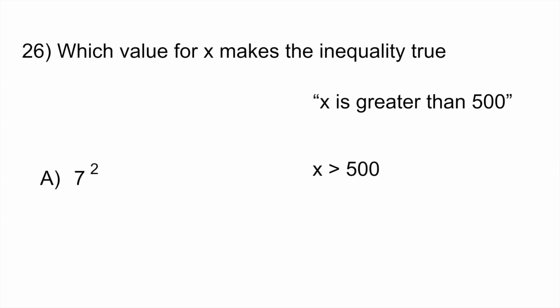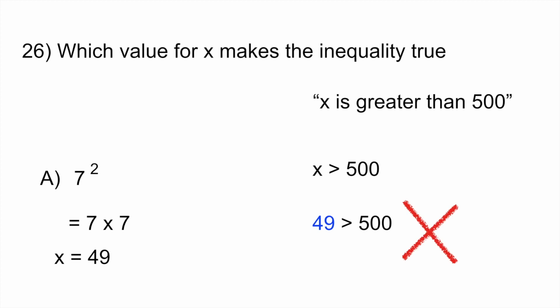Okay, so let's start with option 1. It tells you 7 squared. So what is 7 squared? Remember that this number here, the 2, tells you how many times you're going to multiply the 7, which is the base, by itself. So 7 to the power of 2 is actually 7 times 7, which is 49. And then you're going to take that 49, which is your x value, and plug it in here on the right. So is 49 greater than 500? Absolutely not. That is incorrect.